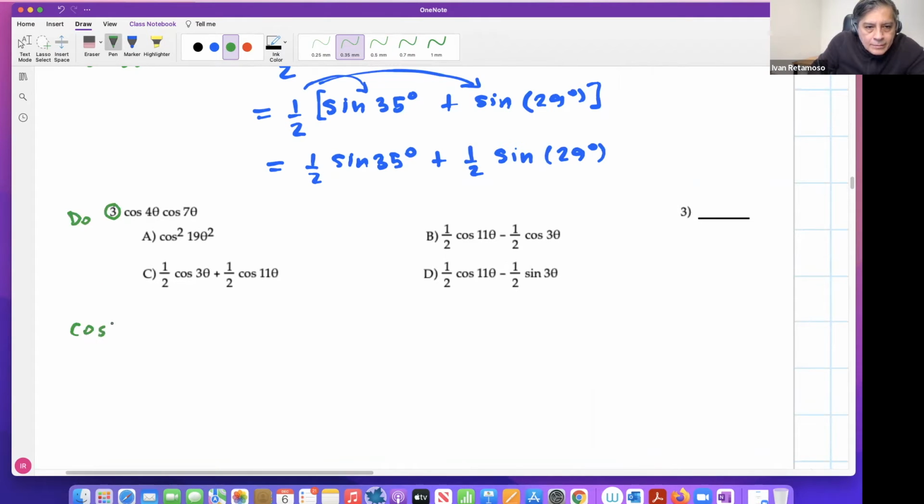Cosine of 4 theta multiplied by cosine of 7 theta. Do not confuse this theta with a 0, right? It's not 0. This is not 40. This is not 70. It's 4 theta, the Greek letter theta, right? Cosine of 7 theta. Turn this into a sum.